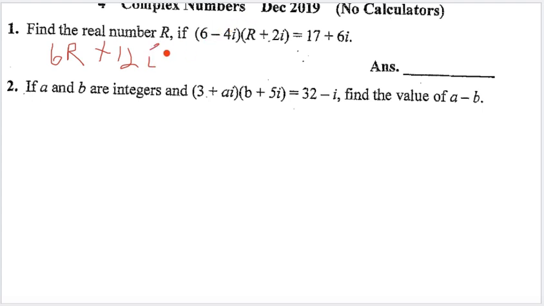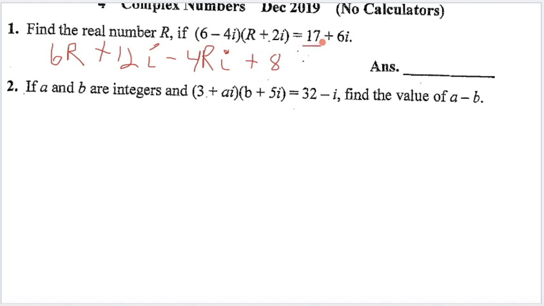Negative 4 times r is negative 4ri. Now this isn't that easy. It's got that r in there. They want us to figure out what r has to be. And then negative 4i times 2i is negative 8i squared, but then the i squared is going to make it a plus 8.